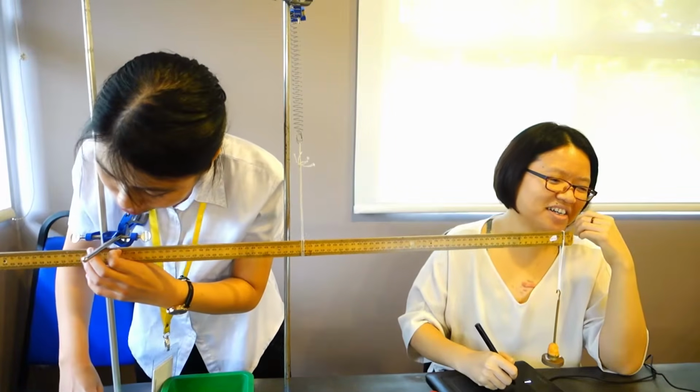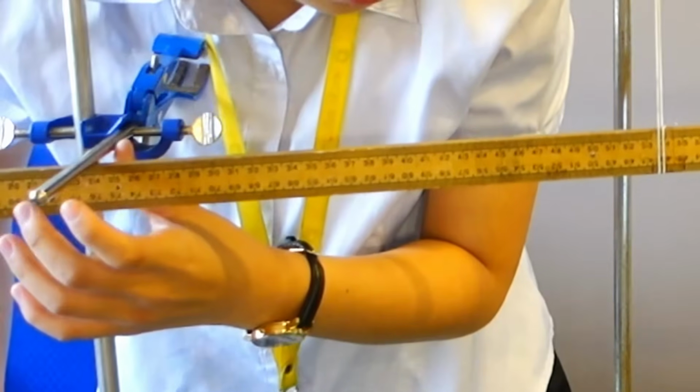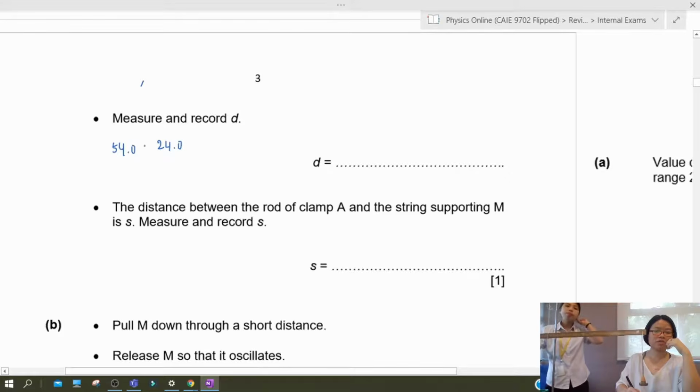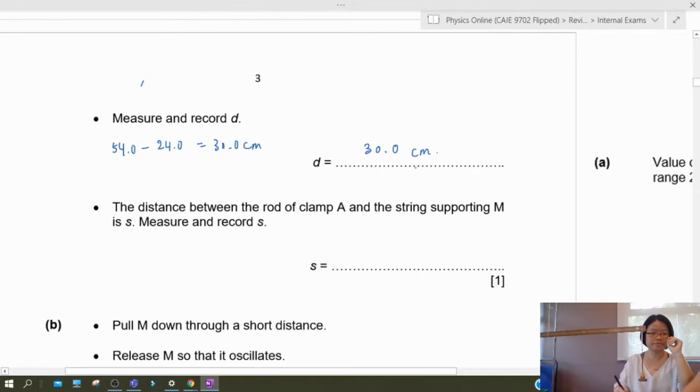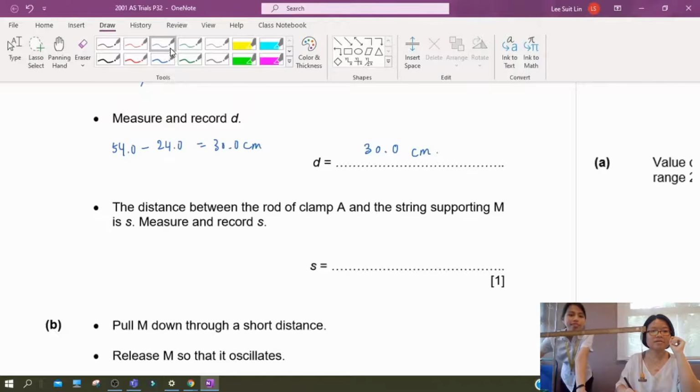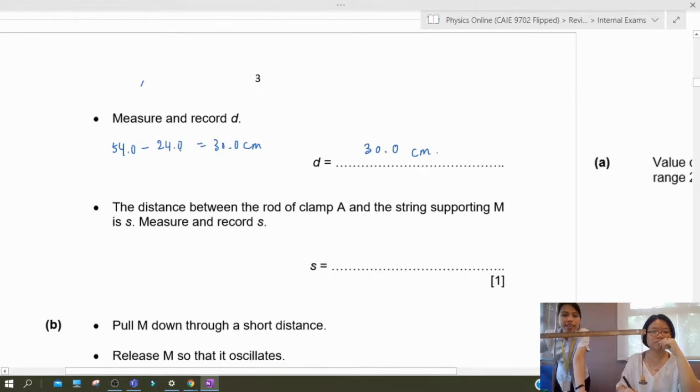20. Wait, move already. 24. And then the other side on the string is what? 54. So your D is what? So 54.0 minus 24.0, which will be 30.0 cm. I tell you, people always forget to write the 0.0 cm. Next.